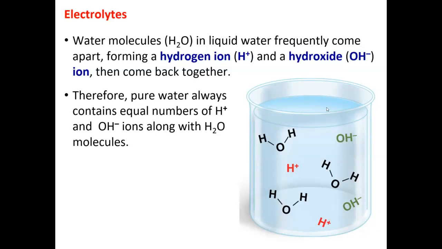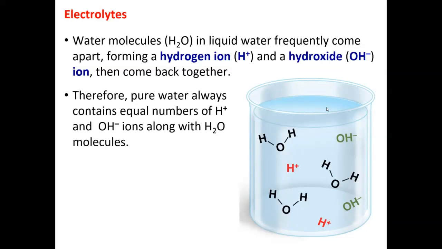But at any given moment, the number of H+ in that liquid water would be the same as the number of OH-, right? Because if there's 100 water molecules broken apart, then there would be 100 H plus and 100 OH minus, equal numbers of both of those in pure water. But if we add more H plus to that water, now it's not pure water anymore. Now it's in what we call an acidic solution.